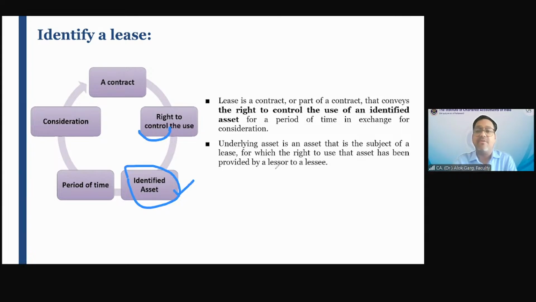Friends, is it a lease contract? No, sir. Why no? Because consideration is not there. So one of the legs is missing, and hence, because consideration is not there, it is not a lease within purview of Ind AS 116.